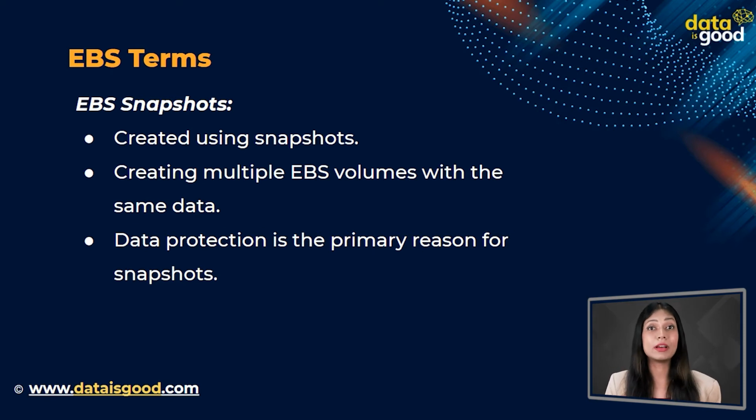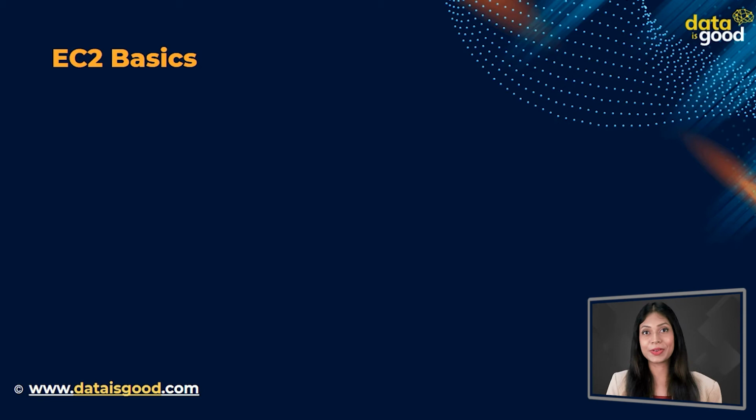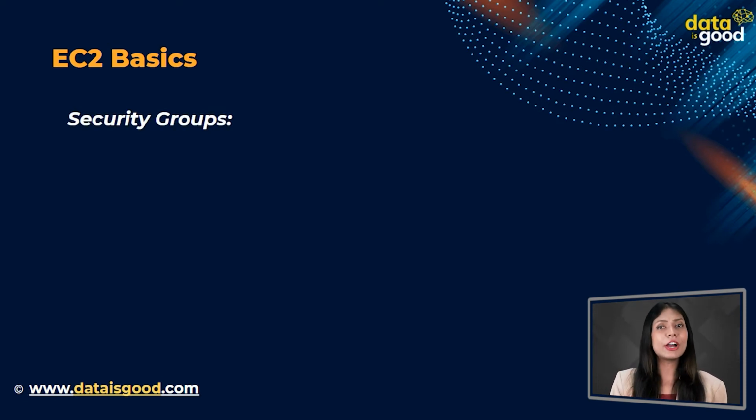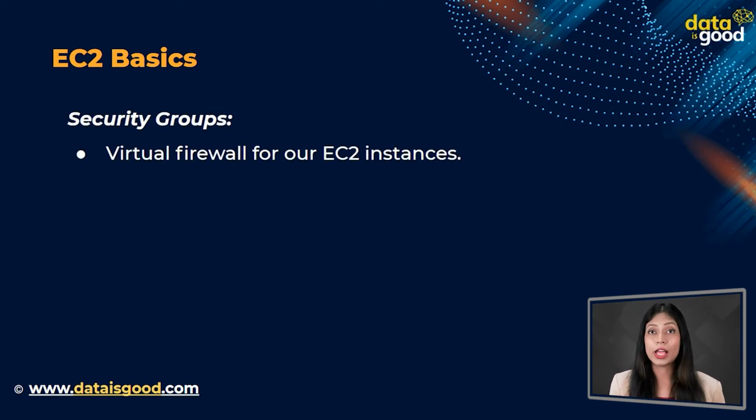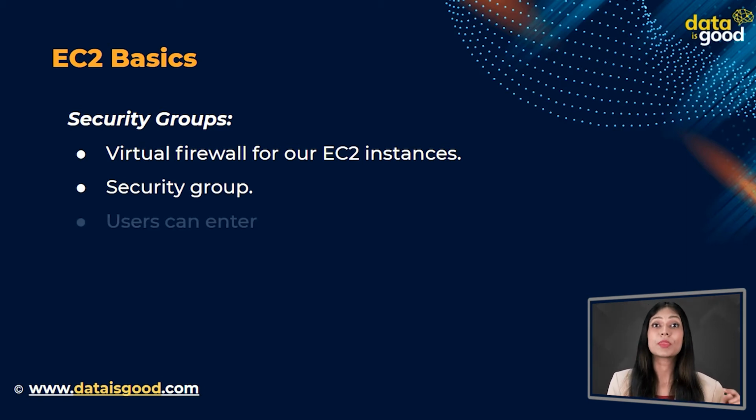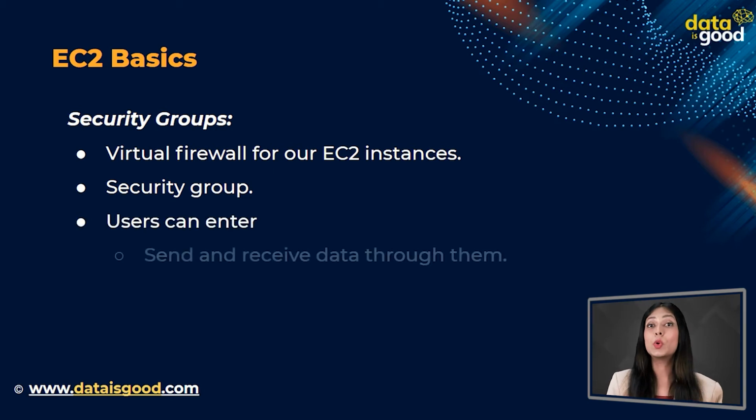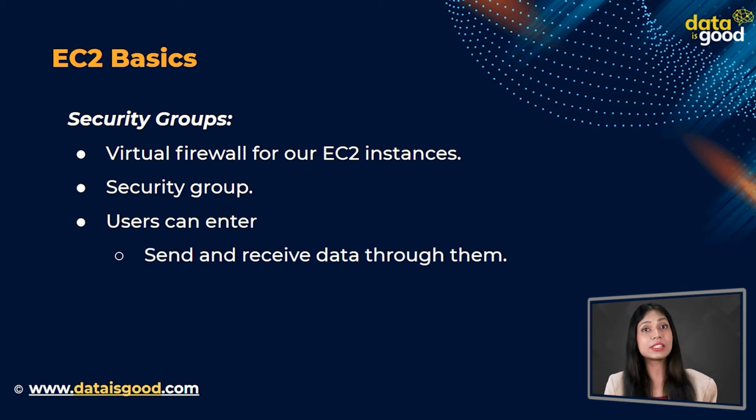And now we will be learning some topics of EC2 related to network and security. The first topic of network and security about which we will be talking is security groups. They function similarly to a virtual firewall for our EC2 instances. All traffic to an instance is routed through its security group. We can specify through which ports users can enter and who will be able to send and receive data through them.